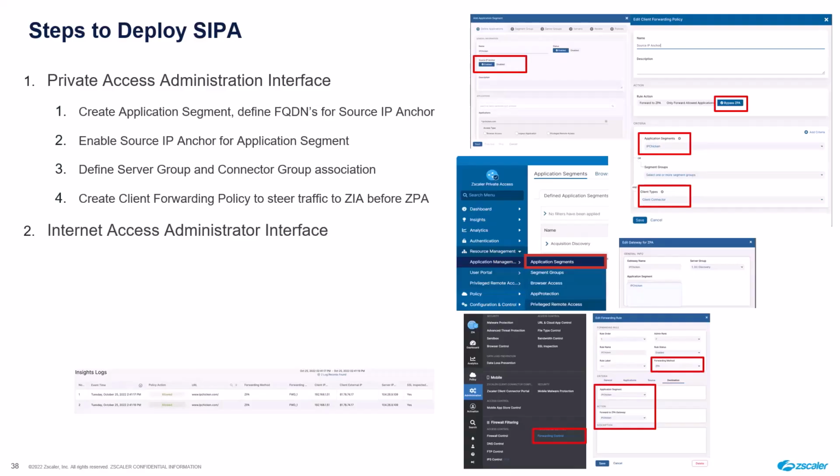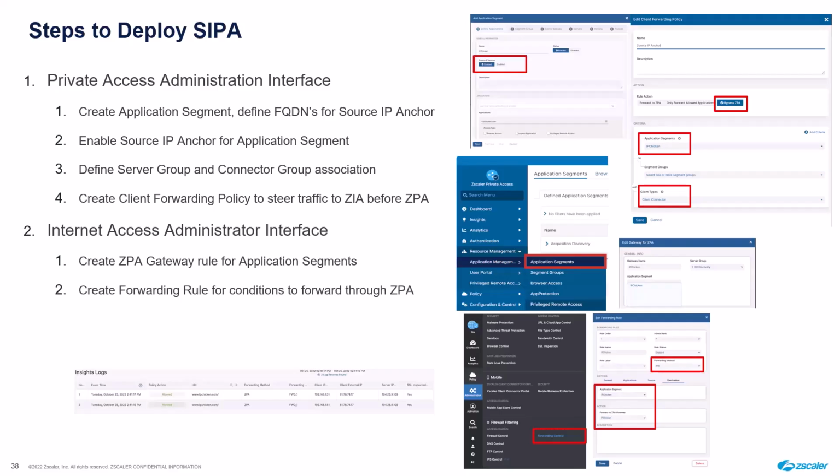In the Zscaler Internet Access Administration interface, we can then come into the private access segment and we add a gateway. So a gateway maps the application segment to the server groups capable of passing that traffic. So under policy and forwarding control, we make a forwarding policy decision to forward traffic to Zscaler Private Access based on the conditions that we make, whether it's for a user, an application, a source IP, and then the destination is the application segment and the ZPA gateway that we've defined.